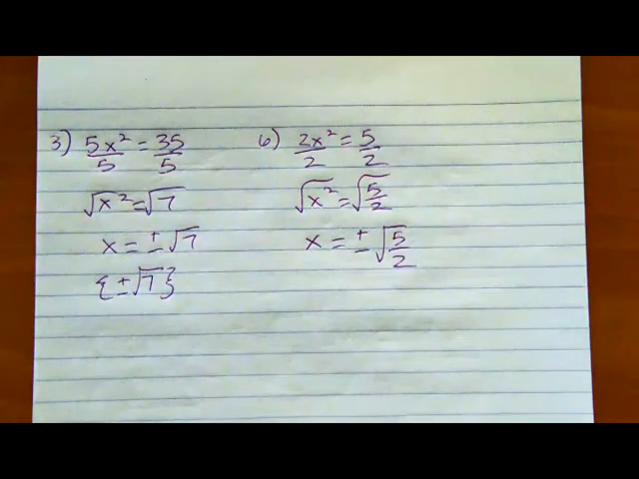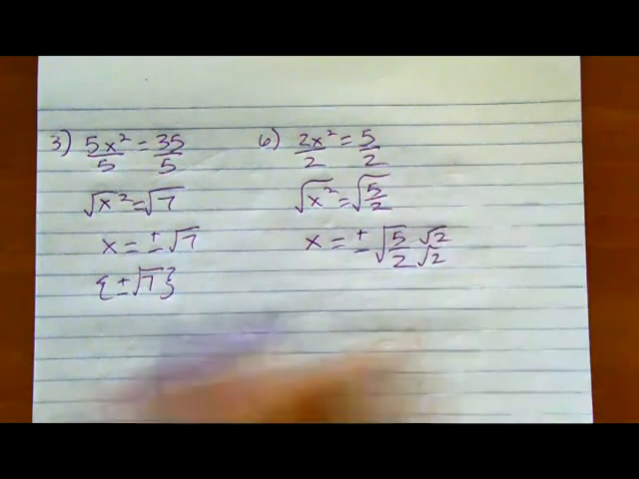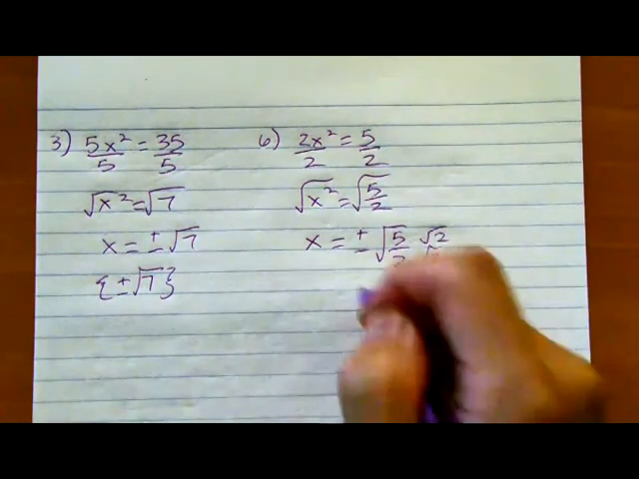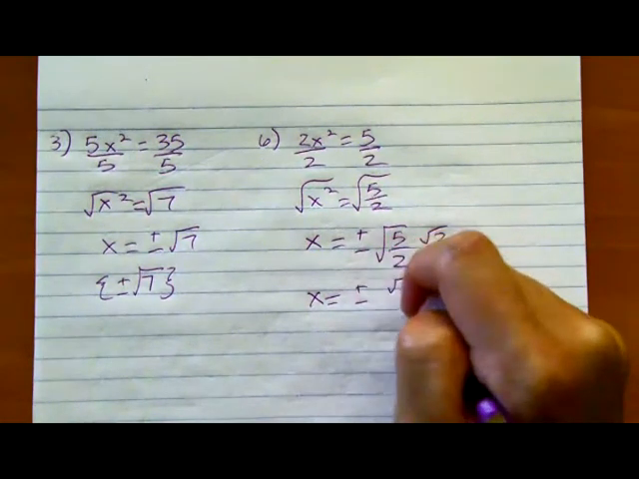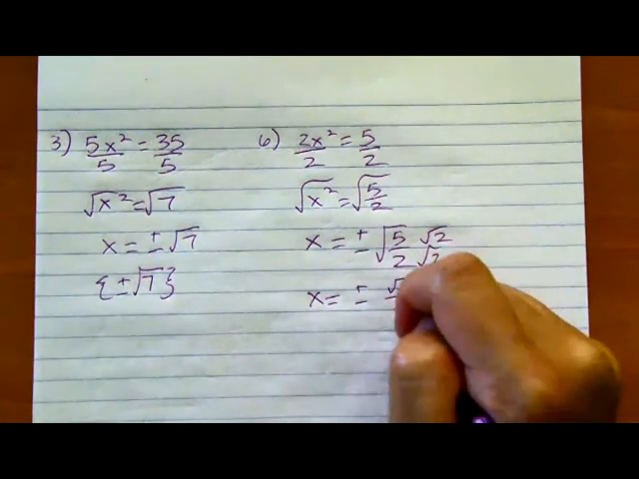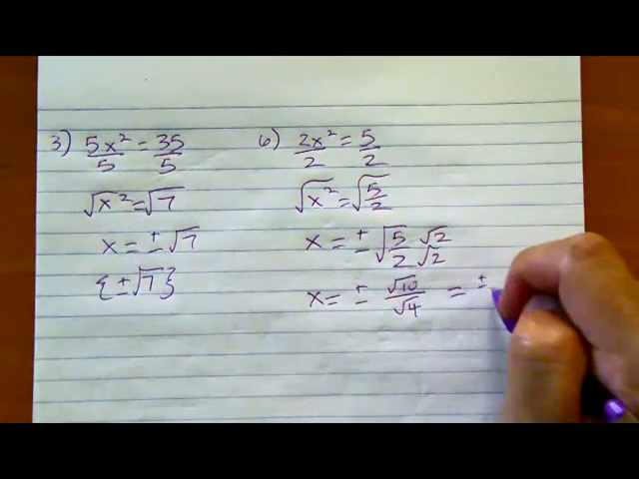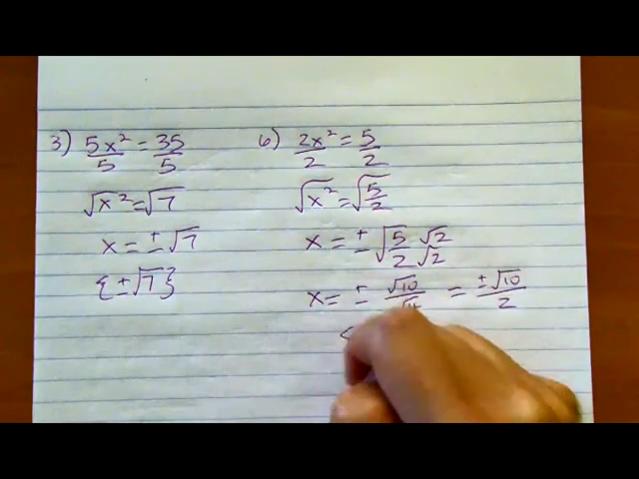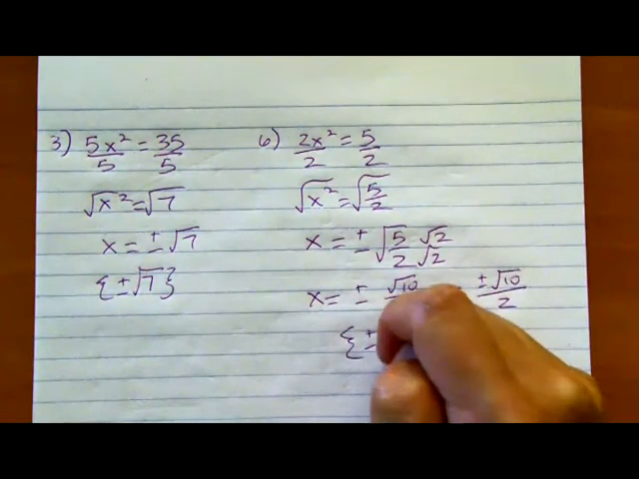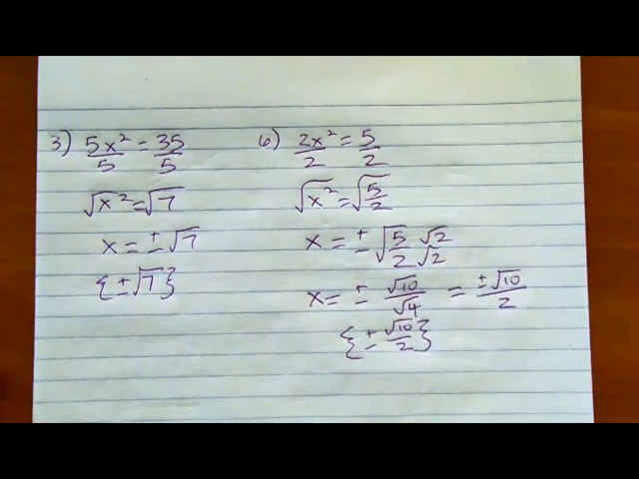We cannot have a radical in the denominator, so we're going to rationalize. Multiply the top and bottom by radical 2. So x equals positive and negative radical 10 over square root of 4, which is the same as positive and negative radical 10 over 2. We're solving for x, so we're writing it in set notation, all the possible solutions.